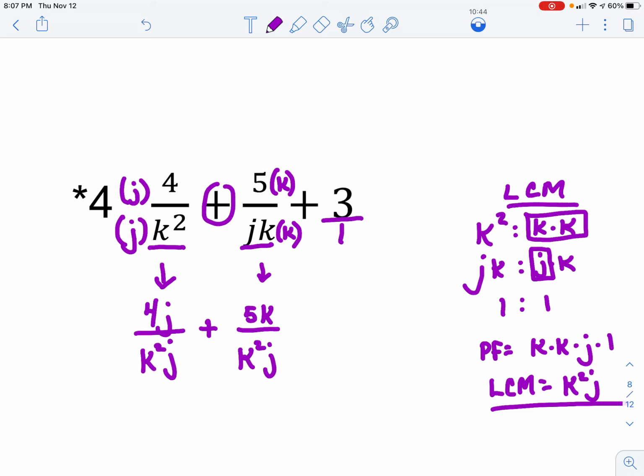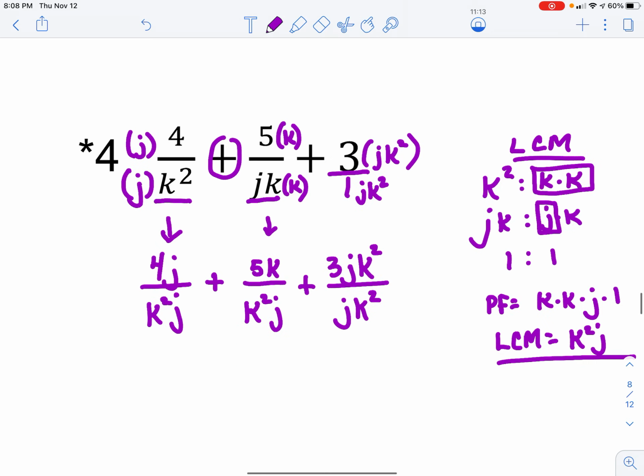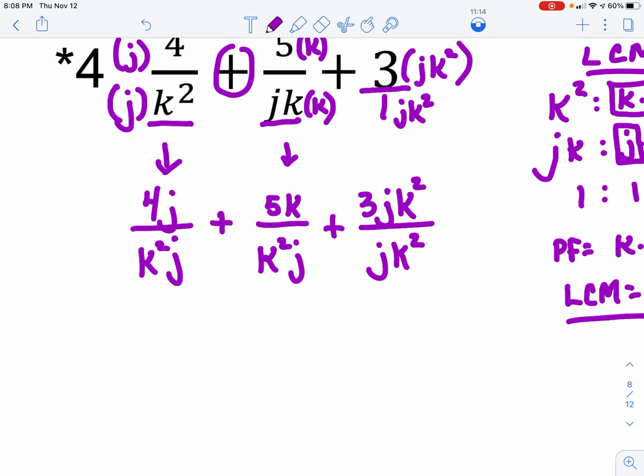And then finally, the last term, I'm going to put my plus sign down here, is a 3. How do I make my denominator there jk squared? Well, I need to multiply the whole thing with it because it's not there at all, and then the top as well. So I now have 3jk squared over jk squared. Now you might be thinking, well, now I can cancel jk squared in that third term, but we don't want to do that because we don't want to get rid of it. We need our denominators to be the same.